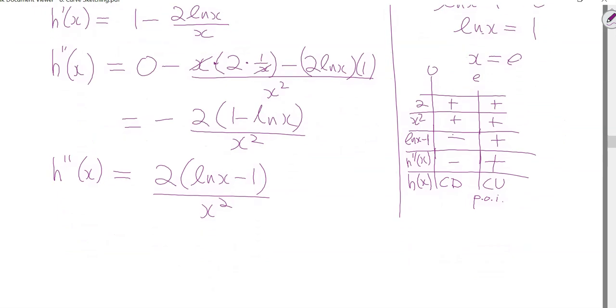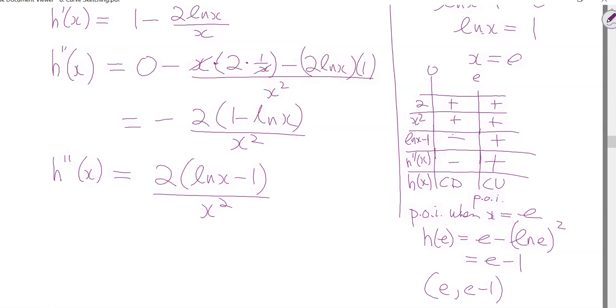What is this POI? Where's the original function? x minus ln x, squared. So POI when x equals e, h of e is e minus ln e quantity squared, which will be e minus 1. Okay, so point of inflection, e minus 1. What else did we have? What was that point? So 0.049 was the x-intercept? Yeah, that was the x-intercept.